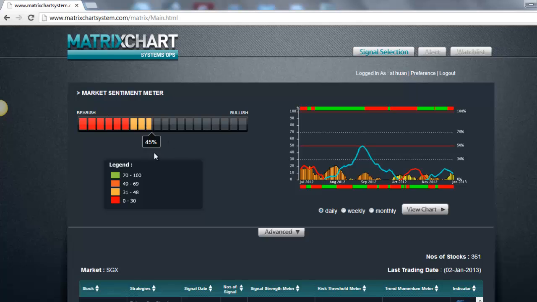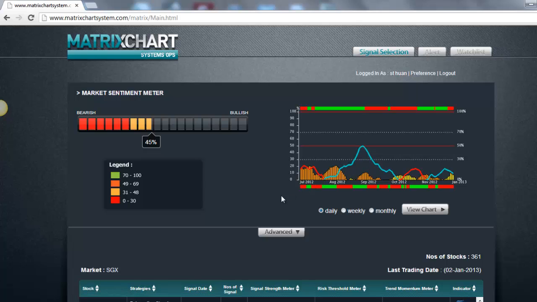In fact, it's so simple and easy, we have even color-coded it. When this bar turns green, it means that the market is experiencing strong bullish sentiments. If it's orange, it's moderately bullish. If it's yellow, it's moderately bearish. And if it's red, it means that the market is experiencing strong bearish sentiments. If you like more data and more information, you can study the chart on the right.